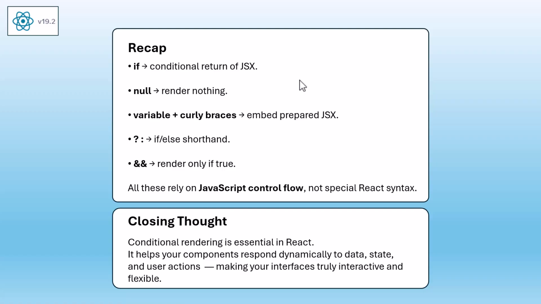9. Recap. Let's summarize the key ideas. In React, all conditional logic is handled through JavaScript, not through special syntax. You can return JSX conditionally by using if statements. You can store JSX in a variable and include it later inside curly braces. The ternary operator is a shorthand for simple if-else conditions inside JSX. The logical AND operator is great for rendering something only when a condition is true. And finally, while these shortcuts are common, you can always fall back on plain if statements if they make your code clearer.